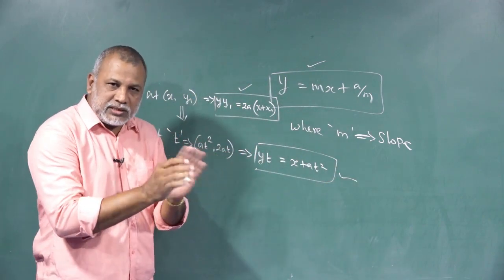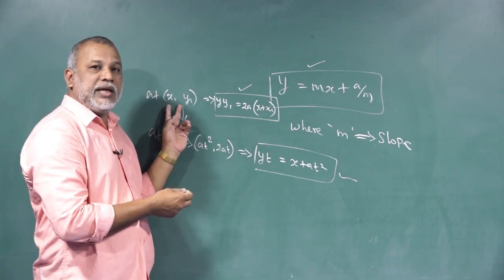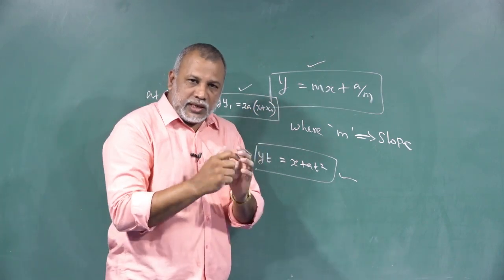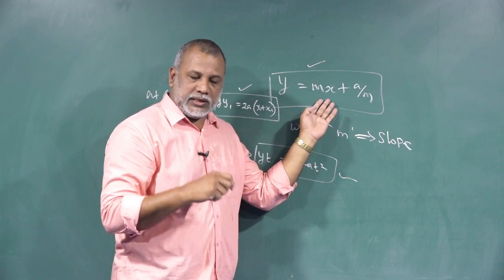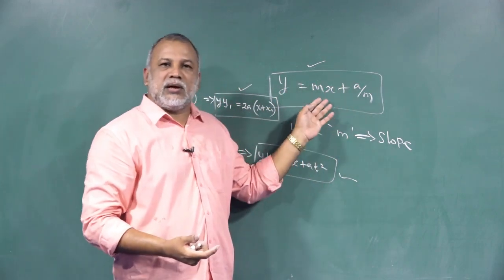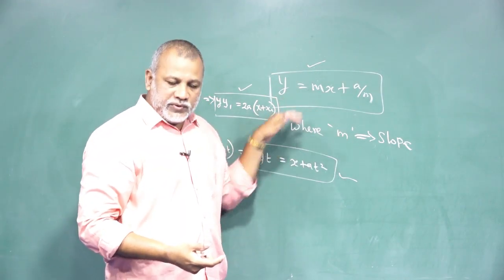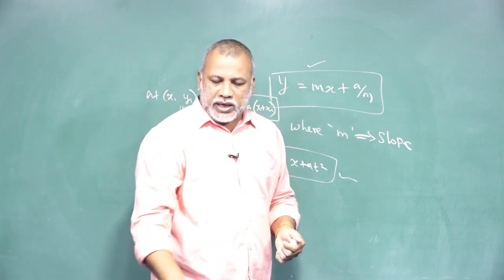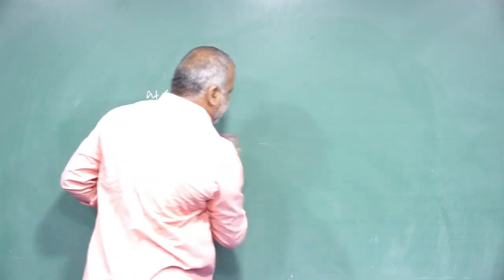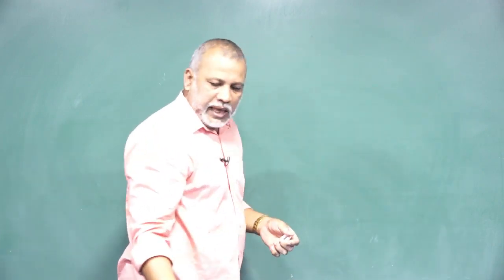You must know the difference between these. Here you are using the word "at x1 comma y1". Here you are using the word "at t". Here there is no point x1 comma y1. Here y equal to mx plus a by m is also the equation of the tangent where m is the slope. So we already discussed this concept. Today we are going to work out the equation of the tangent at x1 comma y1 to the ellipse.